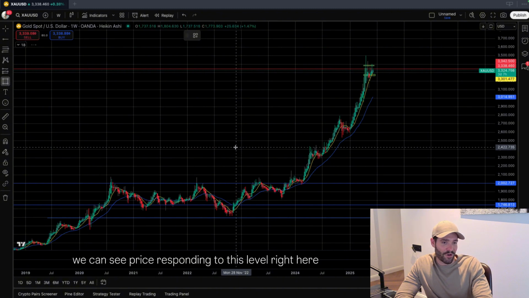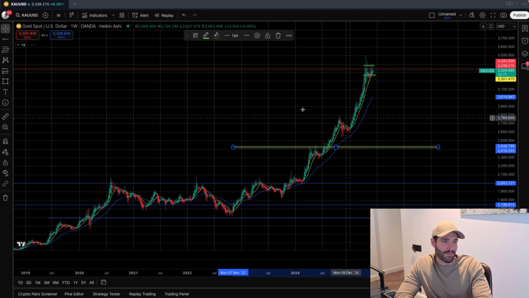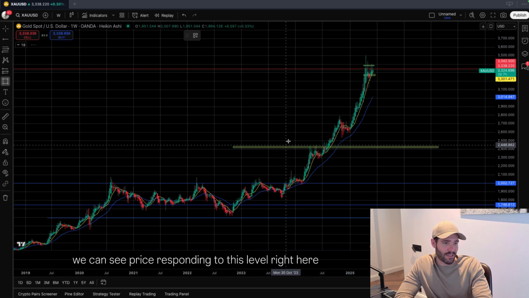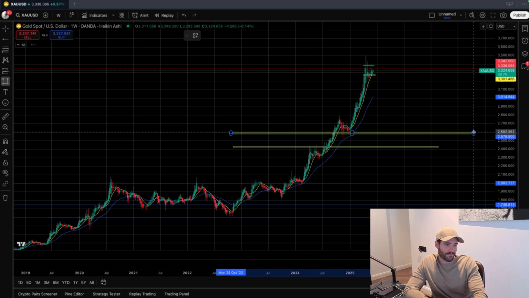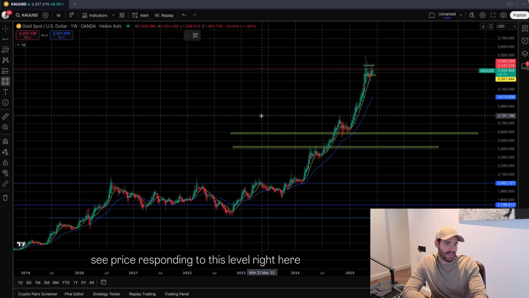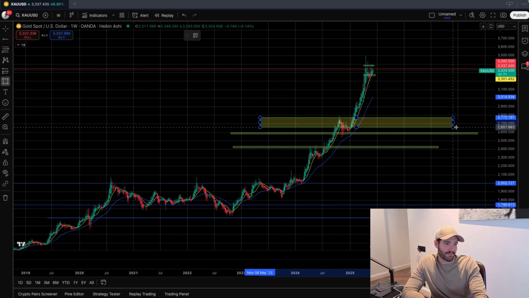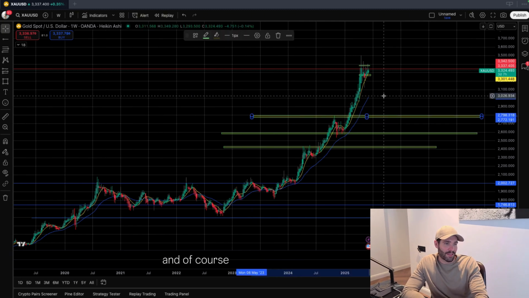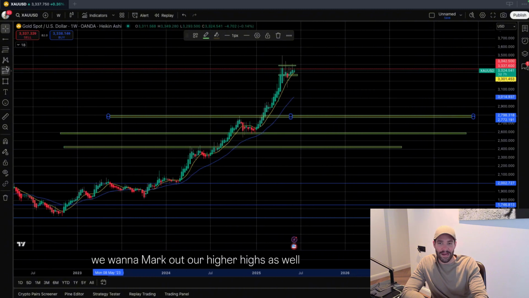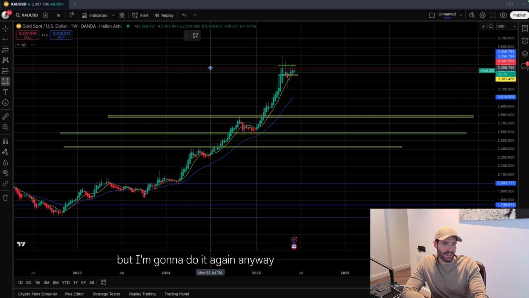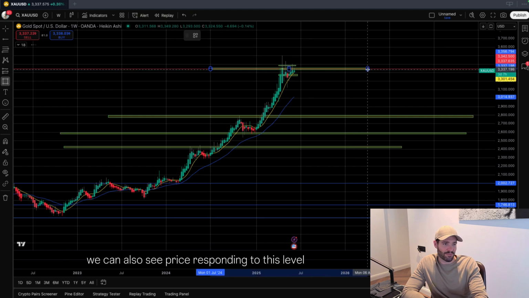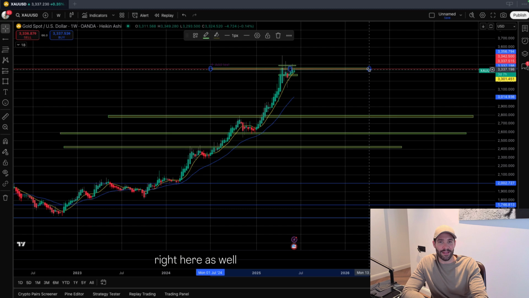So we can see price responding to this level right here. You can see price responding to this level right here. See price responding to this level right here. And of course, we want to mark out our higher highs as well. So we can also see, already got this one marked up, I'm going to do it again anyway. We can also see price responding to this level right here as well.